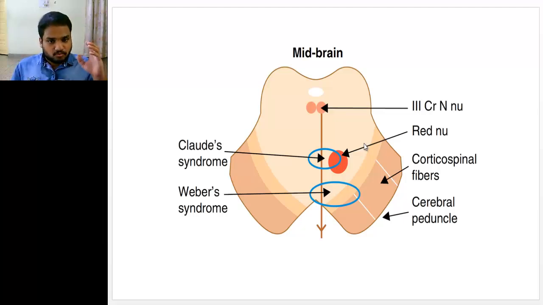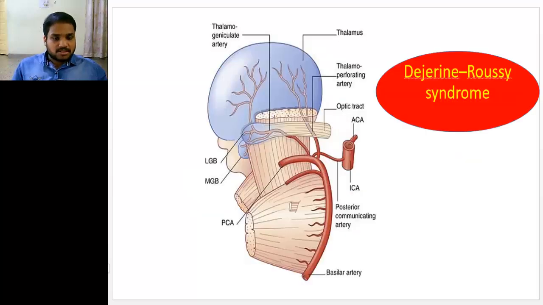So once the superior cerebellar peduncle as well as the red nucleus is involved, you will get a Claude syndrome, right? So what are the features? Of course, the third nerve is also affected. There will be ipsilateral third nerve palsy and contralateral cerebellar ataxia would be there, and abnormal movements, that is contralateral chorea, tremor, athetosis would be there. Fine. So that is Claude's syndrome. Now, what happens if the perforating branches are involved, right?